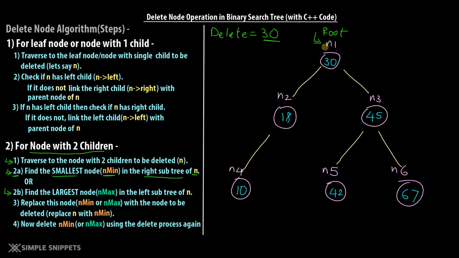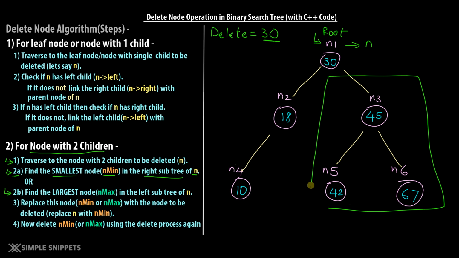Okay. So this is the node to be deleted. This is n. What is the right subtree of n1? It is this subtree. Correct? This is the right subtree. RST is for right subtree. And step 2a says that find the smallest node, that is the node with the smallest value, in the right subtree of n.